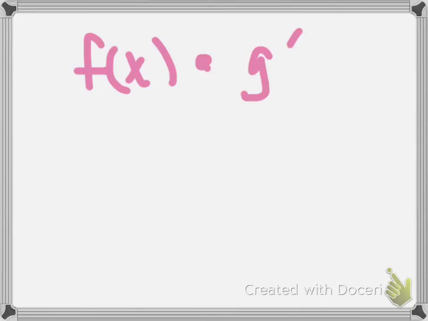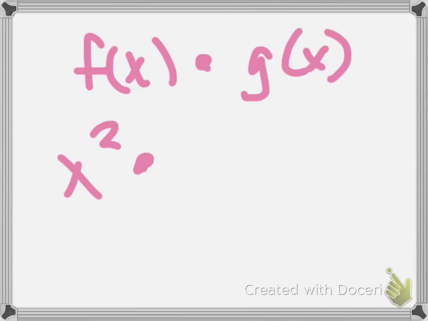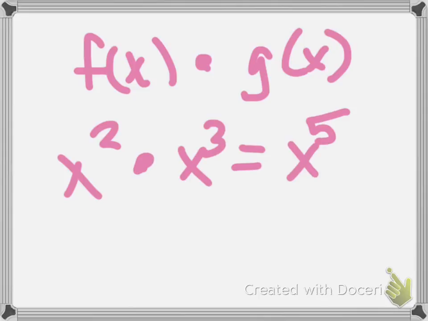you have product, and all you're doing is taking function f and multiplying function f by function g. Remember, if you have exponents and you multiply them, you have to really just add them. So don't forget your exponent rules. And then the last one, you are going to divide.